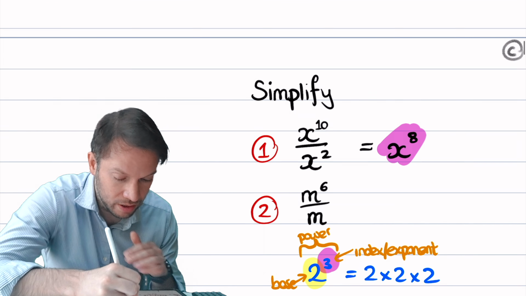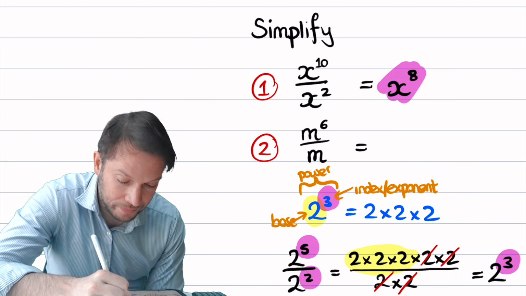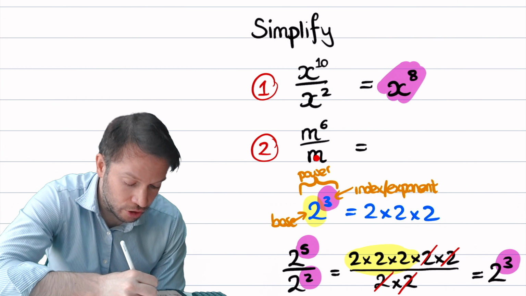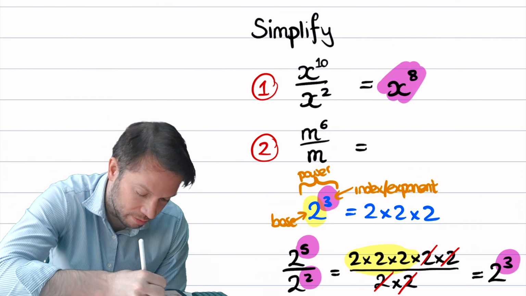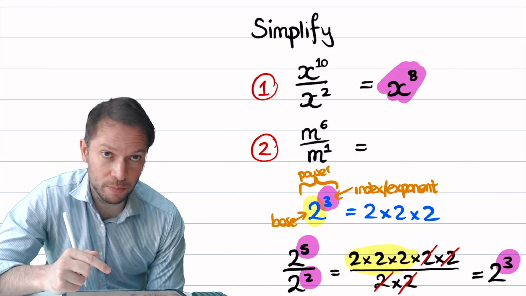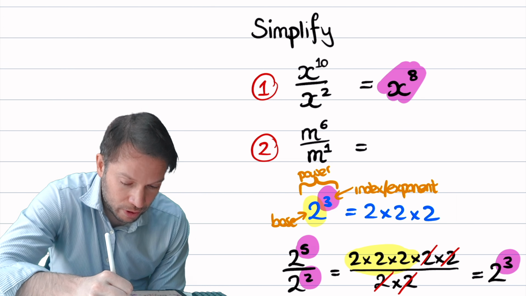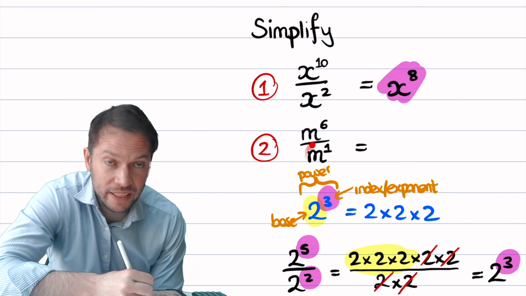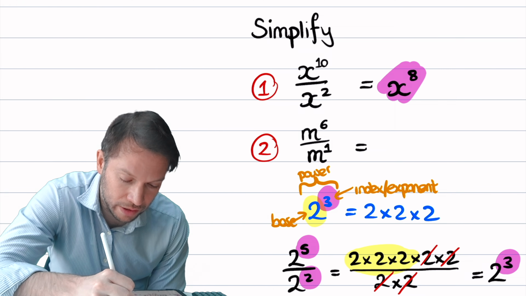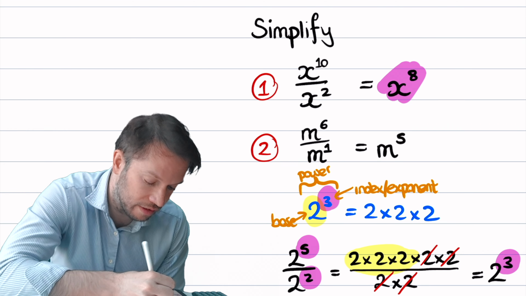What about the second one? We've got m to the power of 6 divided by m. Now, there's no power on this, it's just m on its own. And if that ever happens, you can give it a little cheeky power of 1. So we can say m to the power of 1, because m to the power of 1 just means you're multiplying 1 m together, so that's just m. So now we've got two powers being divided with the same base, so we can subtract the indices. 6 minus 1 is 5, so we get m to the power of 5, and that is the final answer.